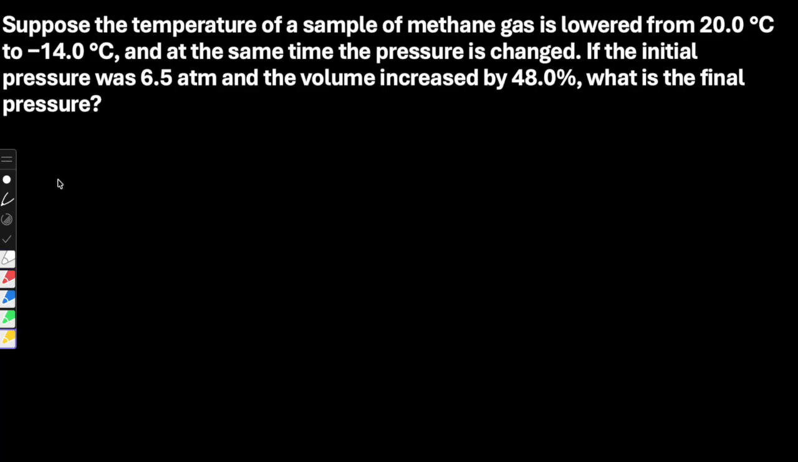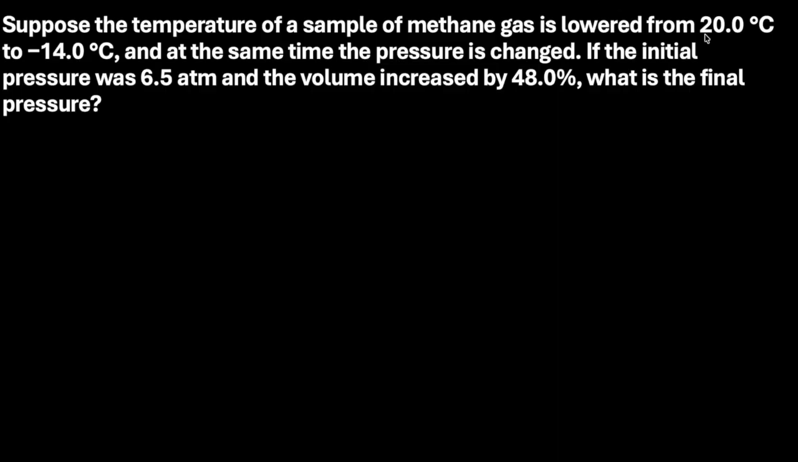Suppose the temperature of a sample of methane gas is lowered from 20 degrees Celsius to negative 14 degrees Celsius, and at the same time, the pressure is changed. If the initial pressure was 6.5 atm and the volume increased by 48%, what is the final pressure? So let's check the givens in this problem.